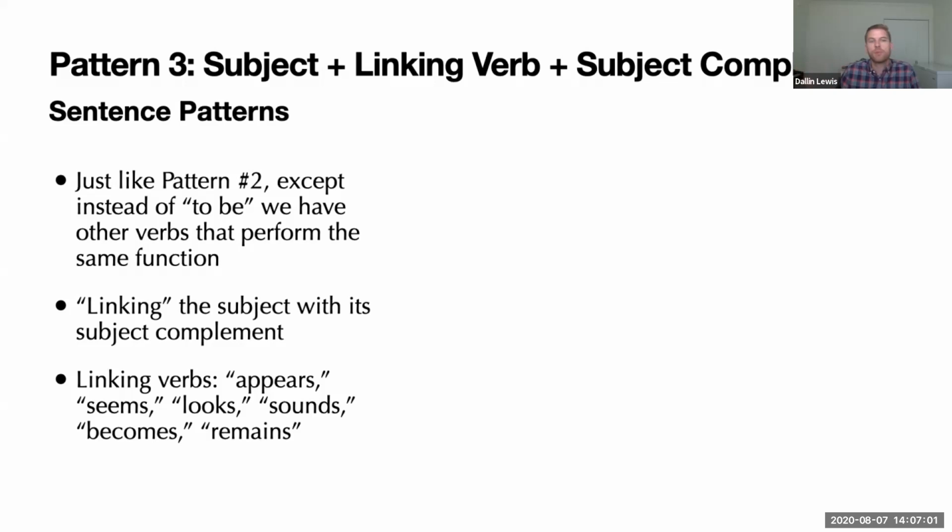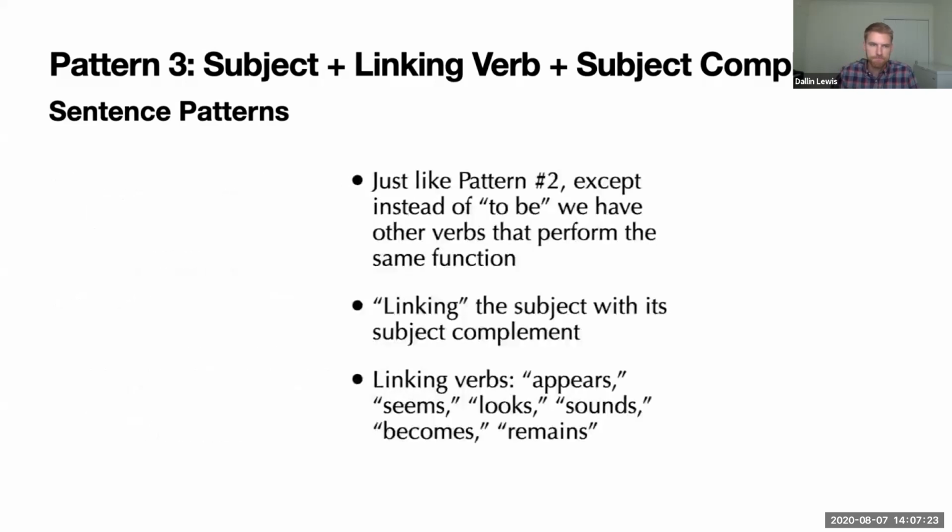So other linking verbs include appears, becomes, remain, sounds. These verbs require a complement, but they're the same type of complements as pattern number 2, which are complements that define the subject. You would never have a pattern 3 linking verb and an adverbial, for instance. It would only come with subject complements.